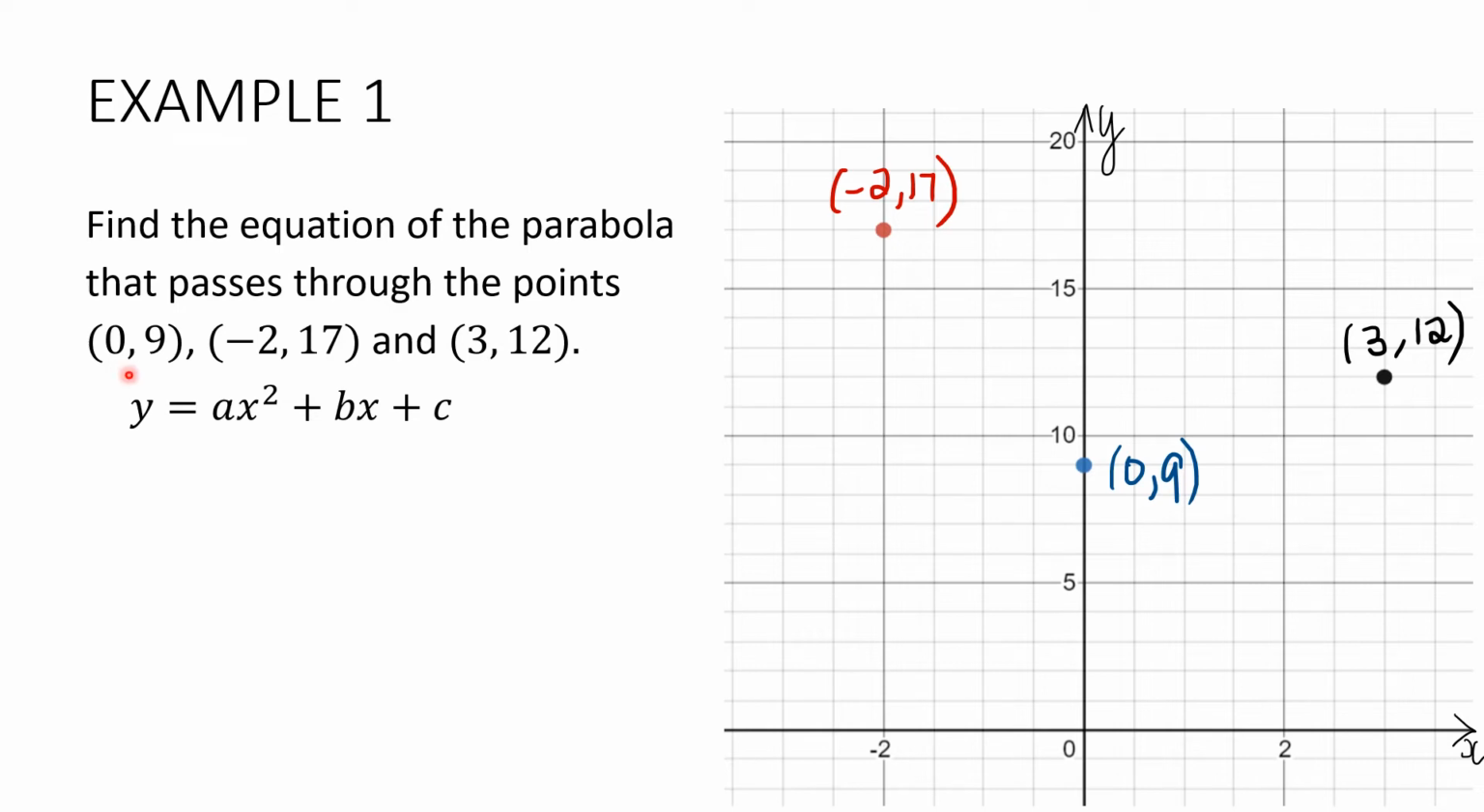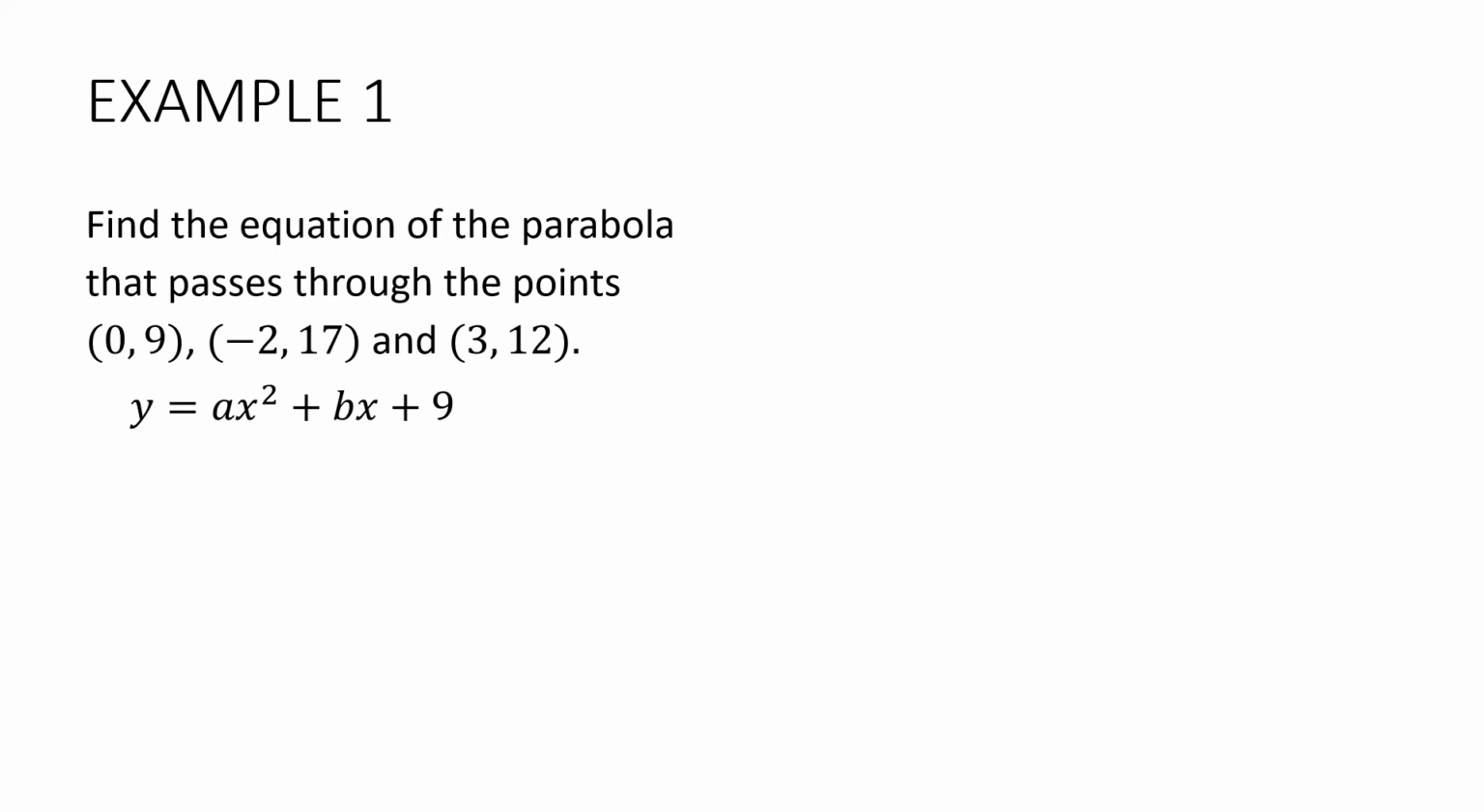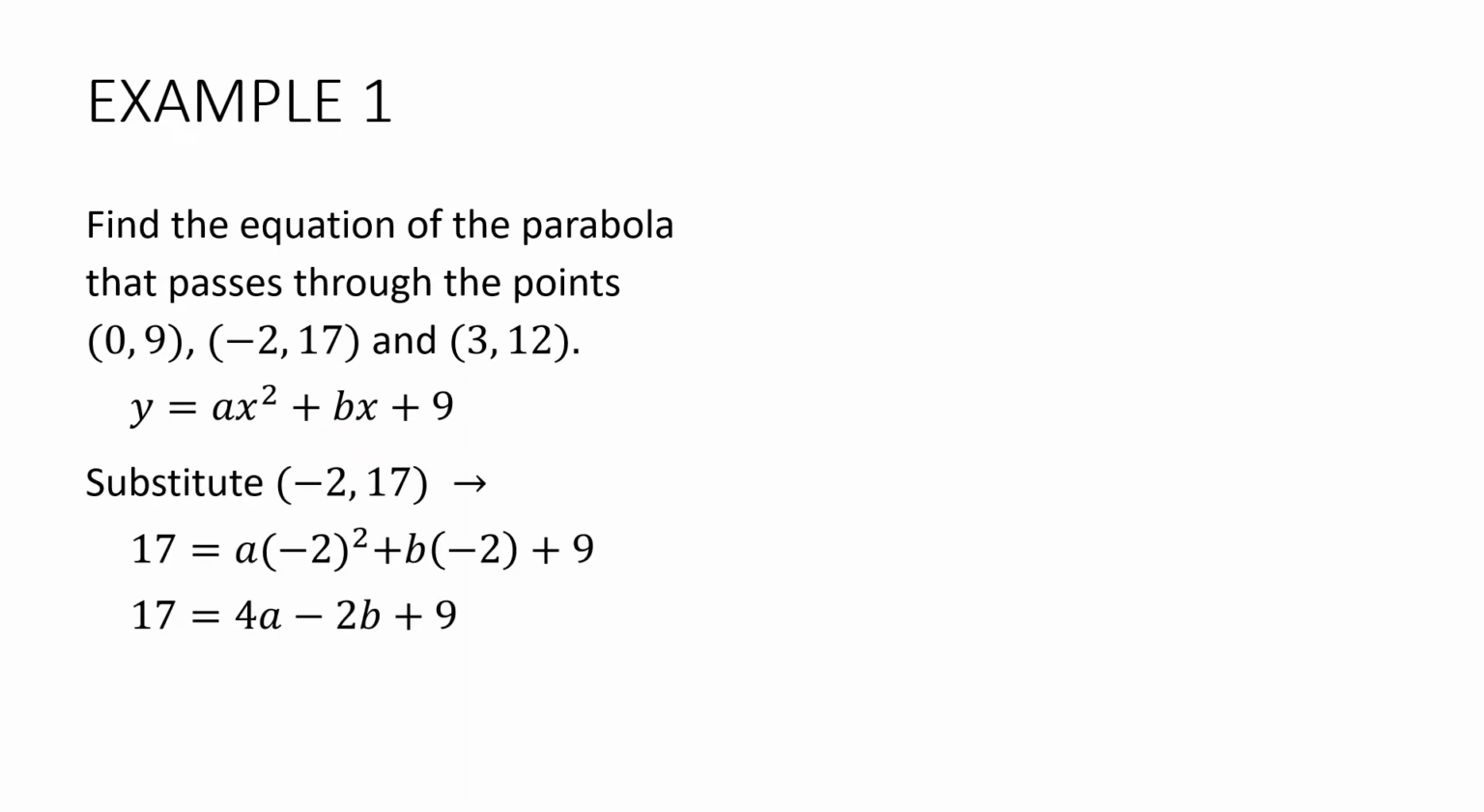I can see here that I have the y-intercept, and so c will equal 9. So I'm going to substitute that in. Now when I substitute both of these points in, I'm going to end up with simultaneous equations with 2 unknowns. So let's substitute in negative 2, 17. 17 is equal to a times negative 2 all squared plus b times negative 2 plus 9. Tidying that up, I get 4a take away 2b is equal to 8, and I can divide everything by 2. So there's my first equation.